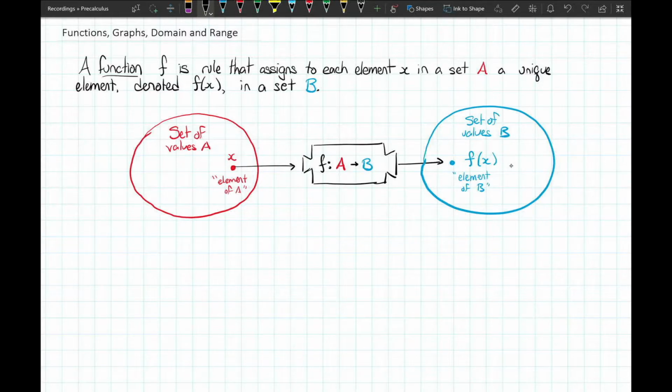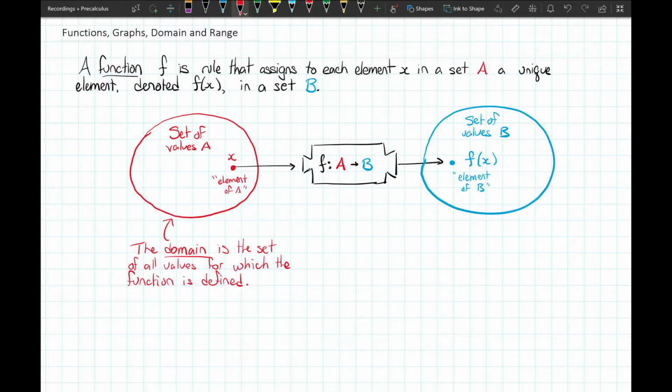And when we have that output, we call it f of x, and that would be an element of this blue set, the set of values B. Now, these also have specific names. This red set here is called the domain. Now, the domain is the set of all values for which the function is defined. So the domain is anything that, if you were to use as an input to this function f, f could provide a meaningful output.